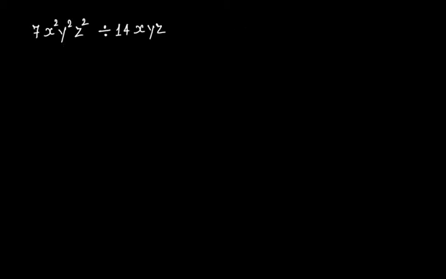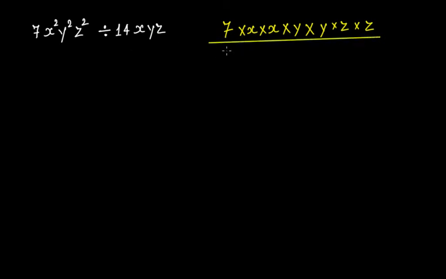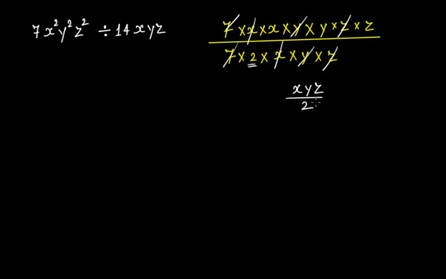This is 7 multiplied by x multiplied by x multiplied by y multiplied by y and multiplied by z, and then divided by 14. So let's write it as 7 multiplied by 2, then multiplied by x multiplied by y multiplied by z. This 7 common gets cancelled. Then this x gets cancelled. This y gets cancelled. This z gets cancelled. So in the numerator you have what? You have x, y, z. And in the denominator you have 2 left. So x, y, z by 2.